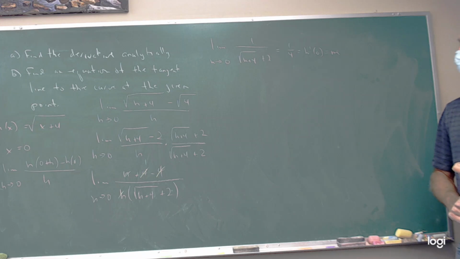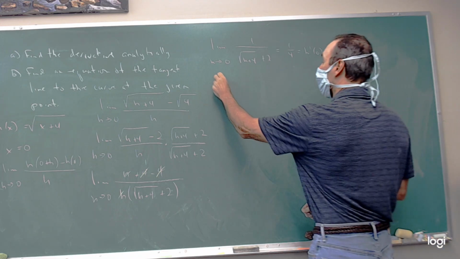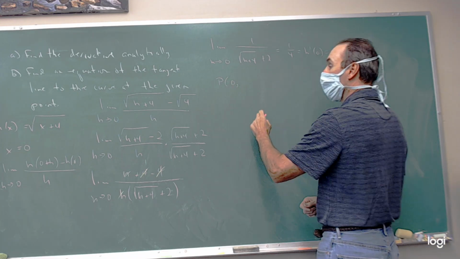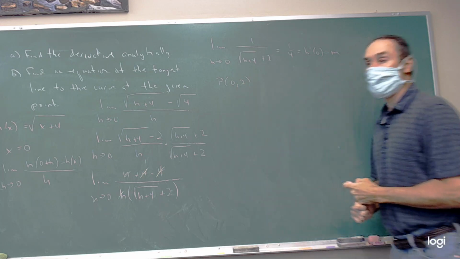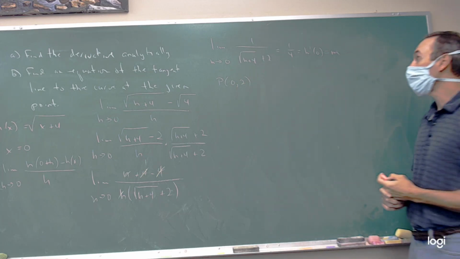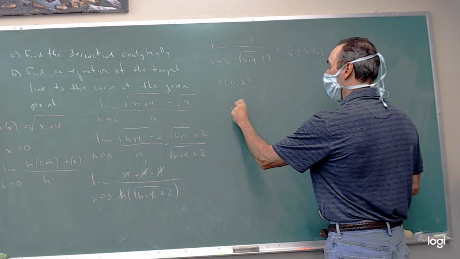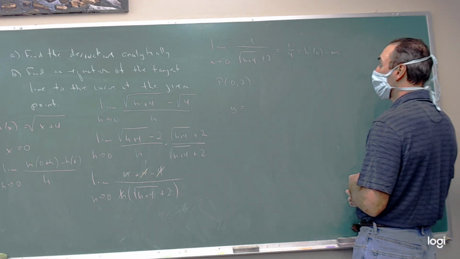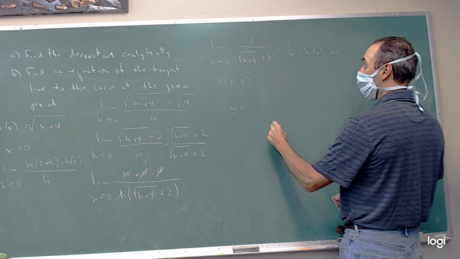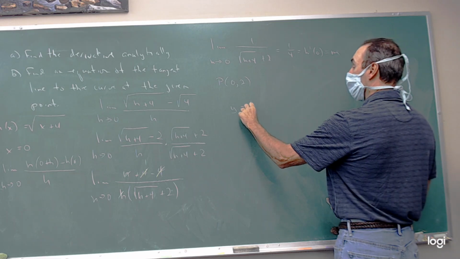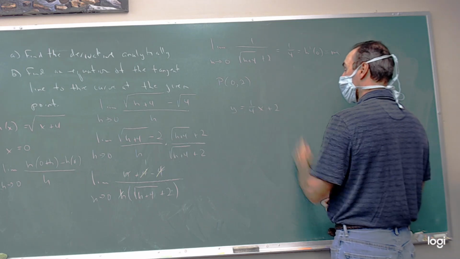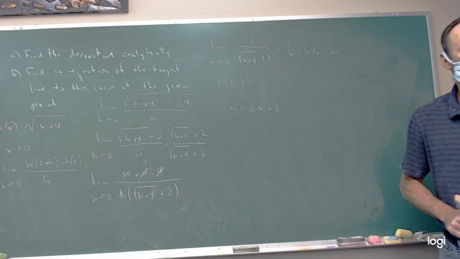And we also need a point, and the point is going to be (0, 2). Very nice. And that happens to also be the y-intercept, so we can go right to our tangent line as y equals 1/4 x plus 2. Very nice. There's our tangent line. Cool.